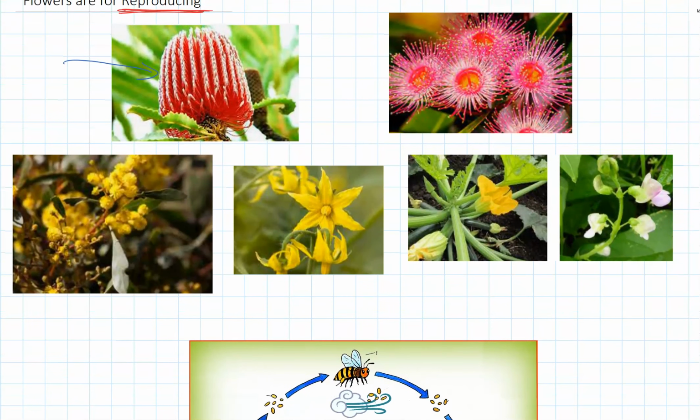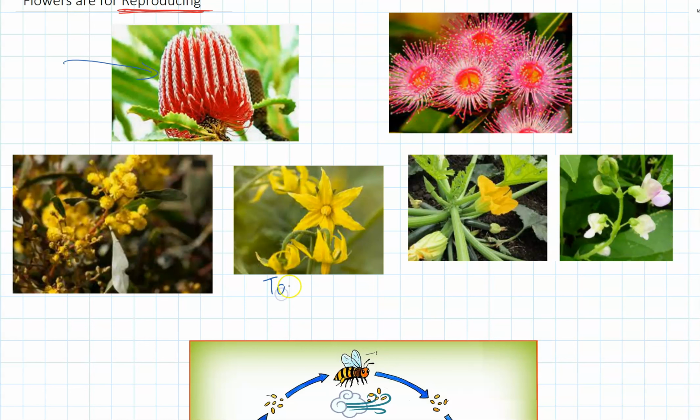All right. And then lastly, flowers are really important for food. Because if we didn't have flowers that were pollinated, we wouldn't be able to grow any of the vegetable crops that we like to eat as humans and that we need.